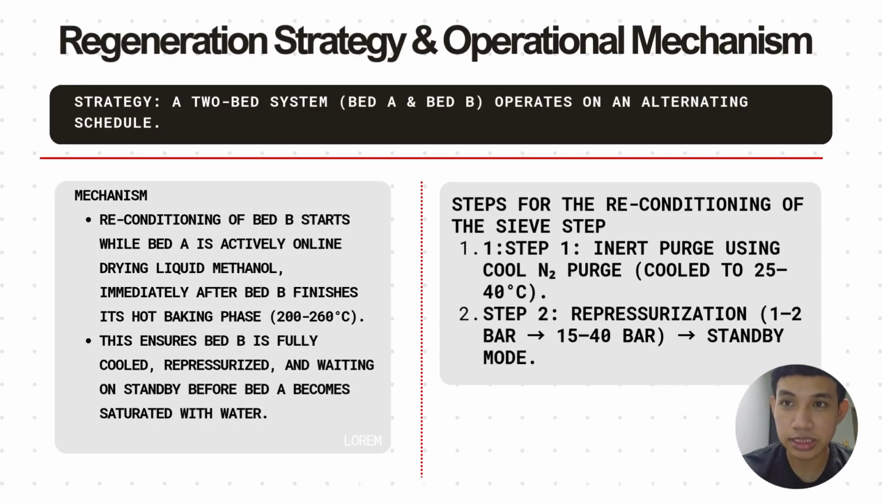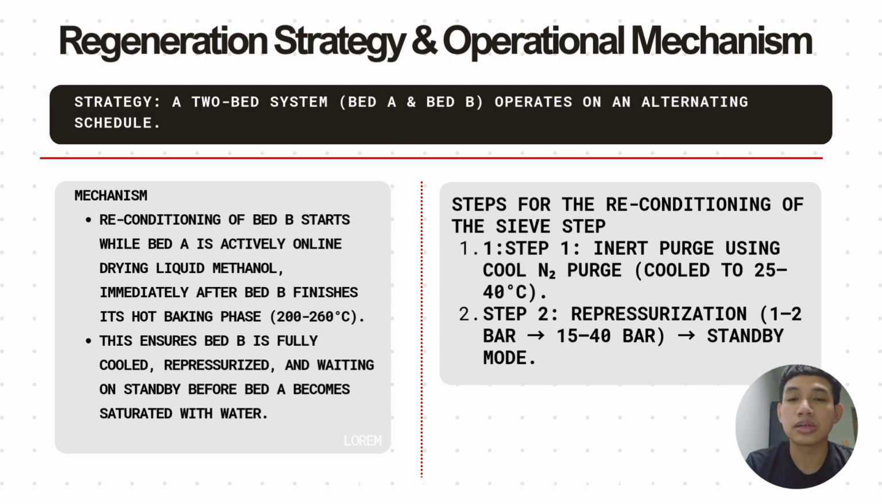So moving on to the strategy. We implemented a two-bed system which operates on an alternating schedule. What it means is basically that immediately after bed B finishes its hot baking phase, we automatically start reconditioning of bed B. The reconditioning of bed B happens when bed A is actively online. This ensures that bed B is fully cooled, repressurized, and waiting on standby before bed A becomes saturated with water.